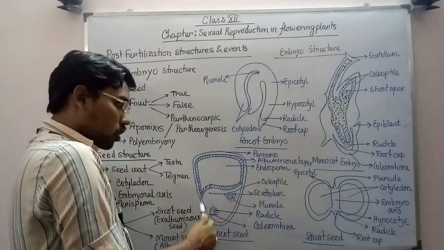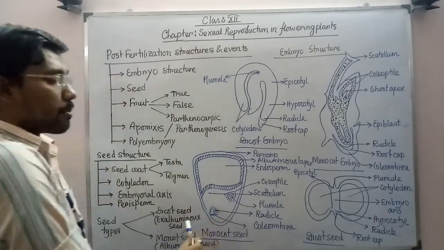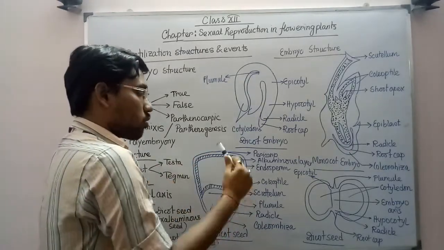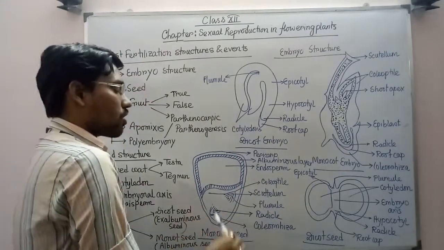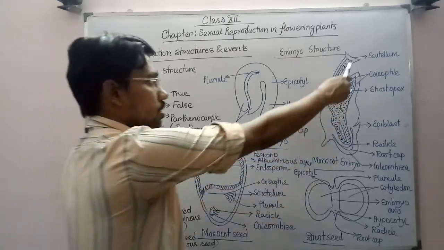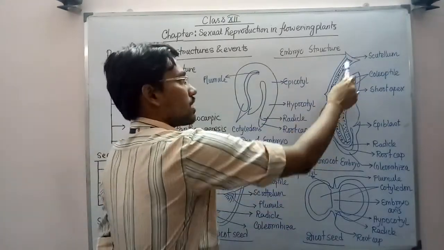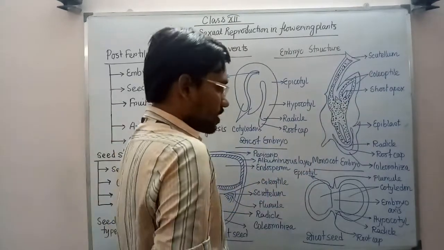For that reason I have not told what the scutellum is properly; I have just told it is a shield-like structure protecting the embryo. But if anybody asks you what the source of the scutellum is, you will say it is the single cotyledon present in the monocot seed; that cotyledon makes the scutellum structure. So the scutellum is a single cotyledon, that's why it is single in number. Now I am moving to the dicot seed structure again.